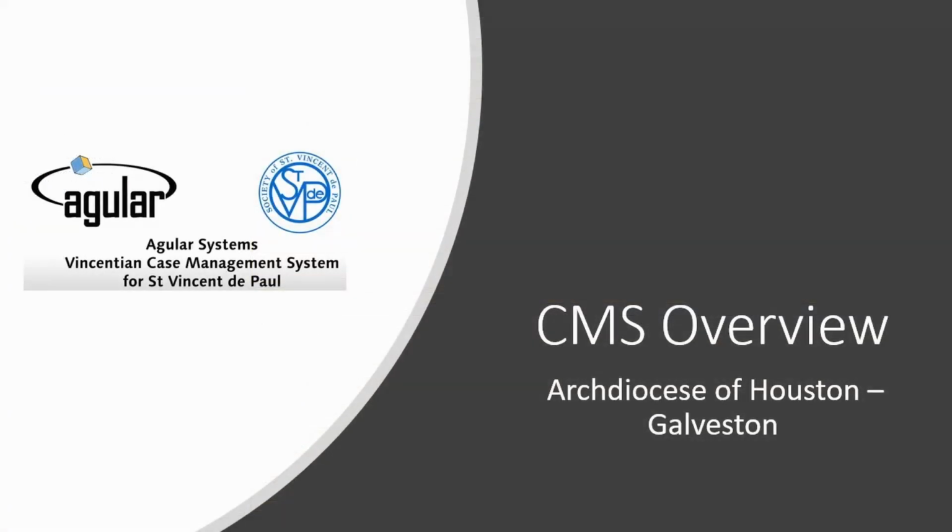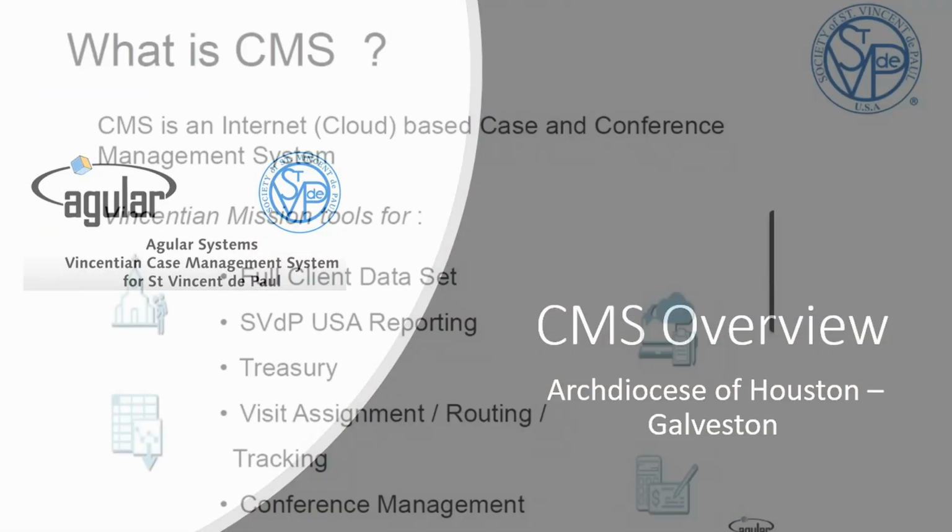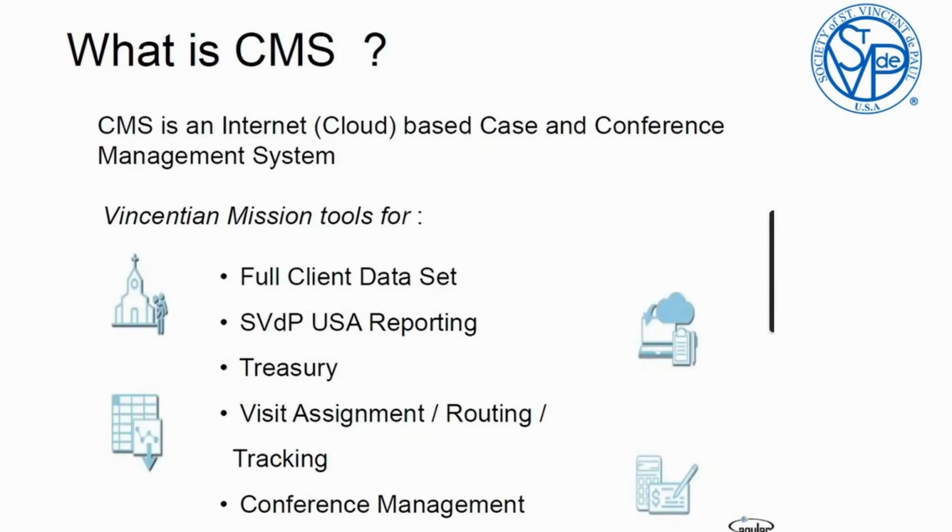This training video provides an overview of the Vincentian Case Management System, which is known as CMS. It will securely store information about the conference, about the friends and neighbors that we assist. It will track cases and track the assistance that we provide to our friends and neighbors. It will track and reconcile all financial transactions and will generate reports, including the monthly conference report.